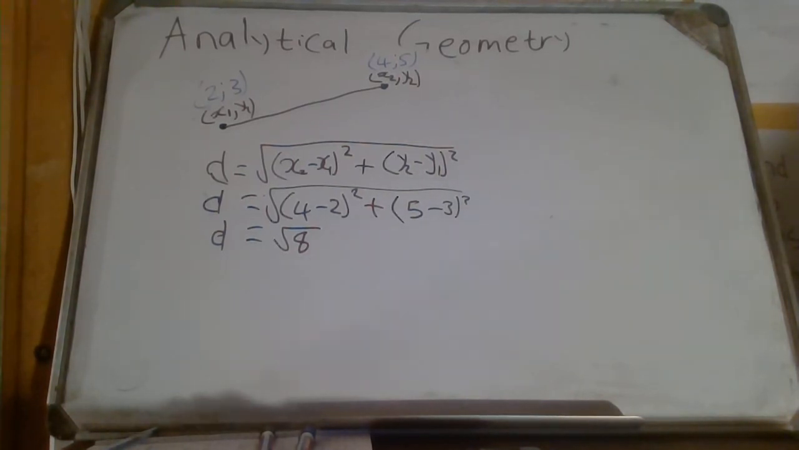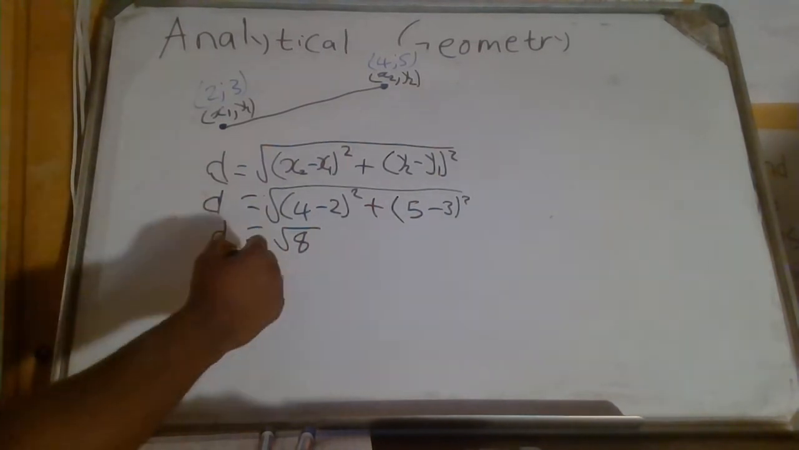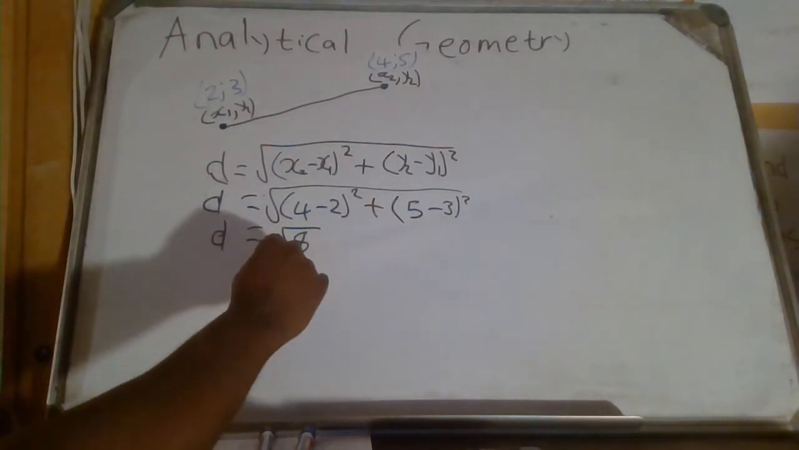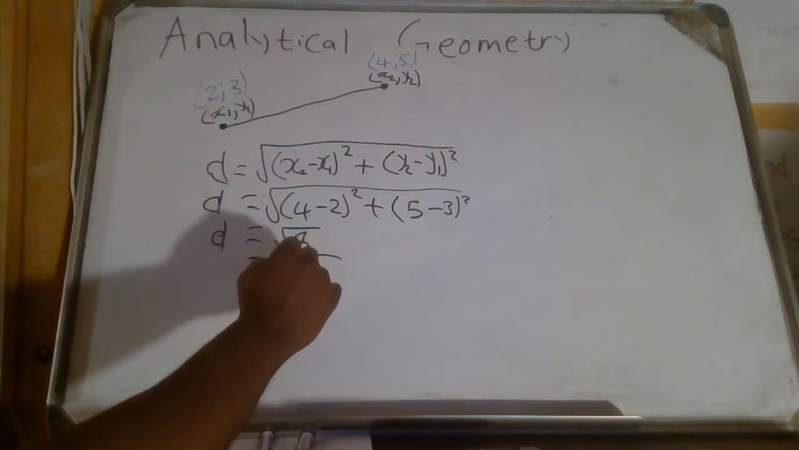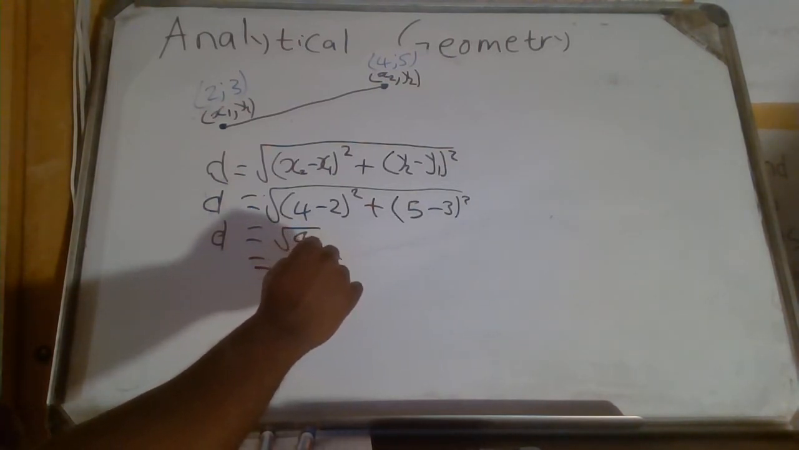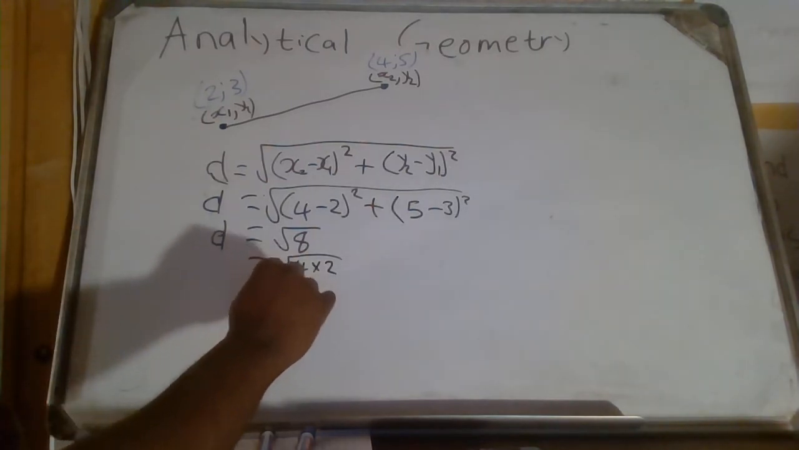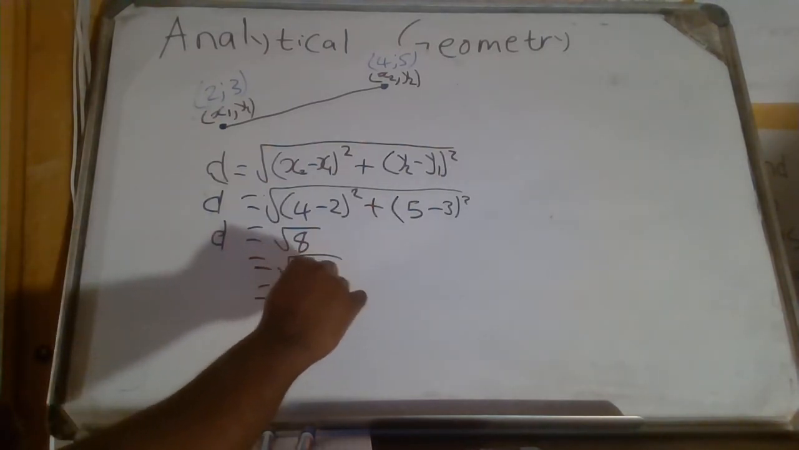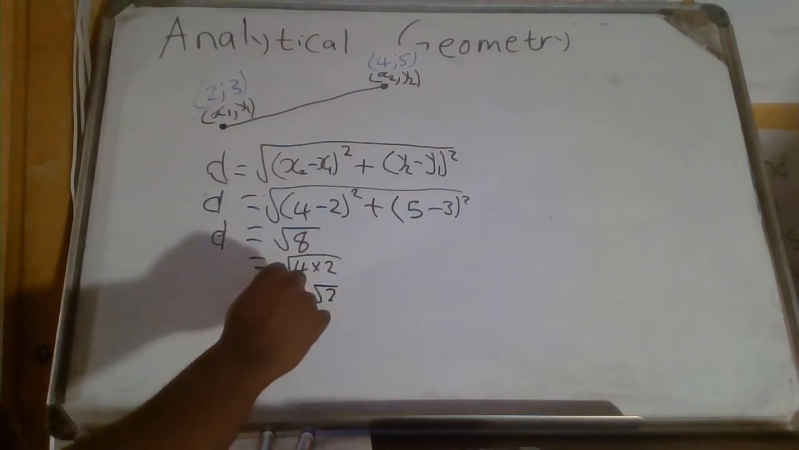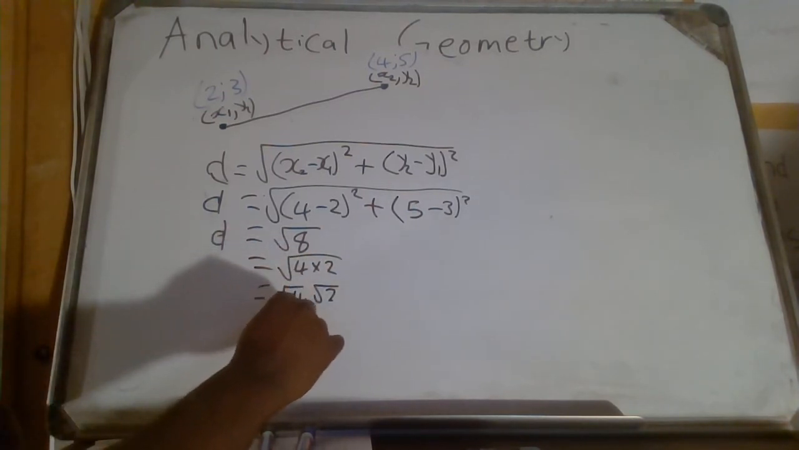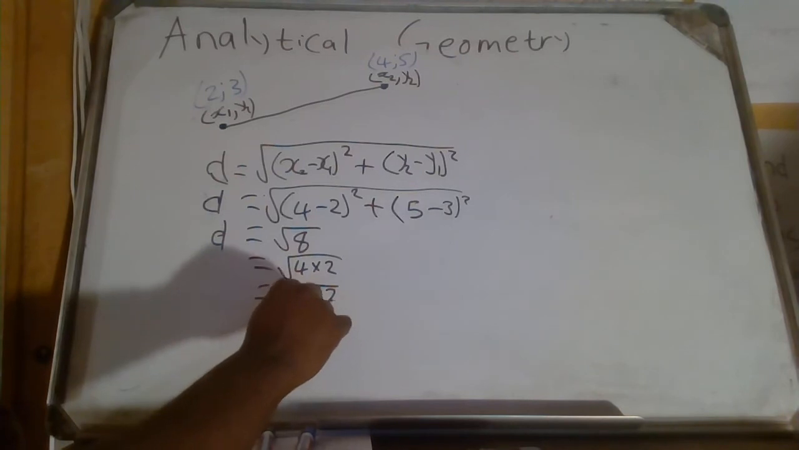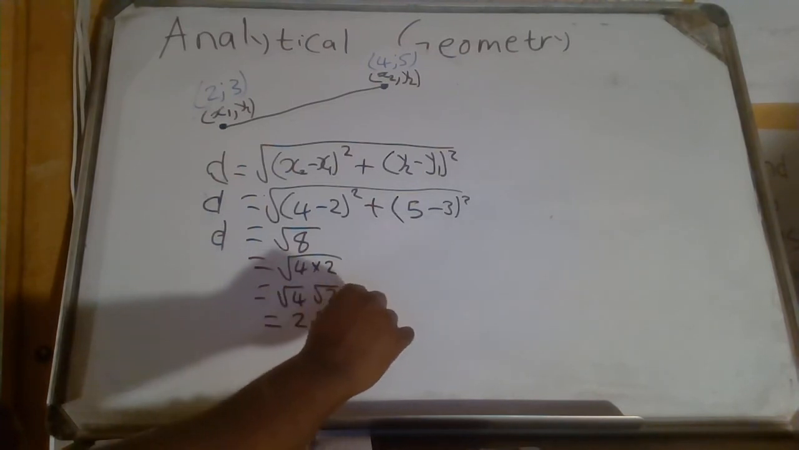So how do we simplify this? We all know that the square root of 8 is the same as the square root of 4 times 2. So this is square root of 4 and square root of 2. The square root of 4 is 2, and root 2 remains like this. And then just say units.